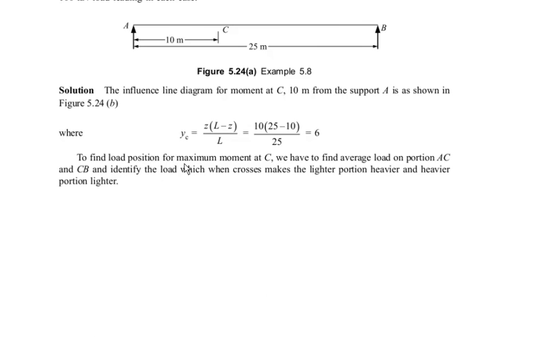So to find load position for maximum moment at C, we have to find average load on portion AC and CB, and identify the load which when crosses makes the lighter portion heavier and heavier portion lighter. Like in the last problem, we have to draw the table to calculate the average load on portion AC and portion CB in both the cases, when the load is moving from left to right and when the load is moving from right to left.